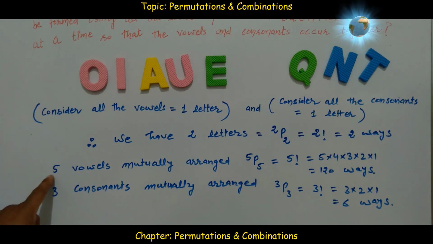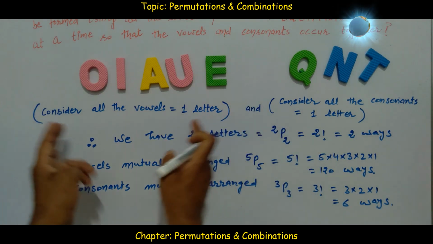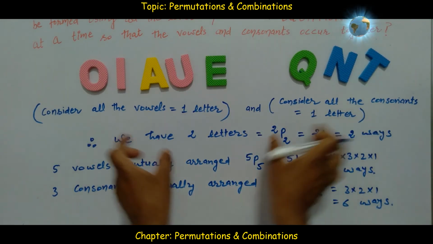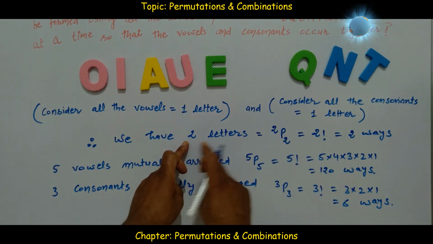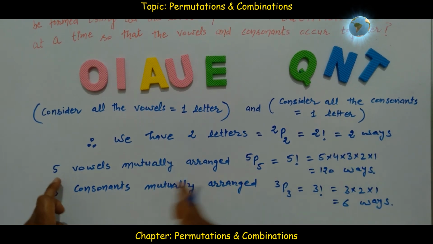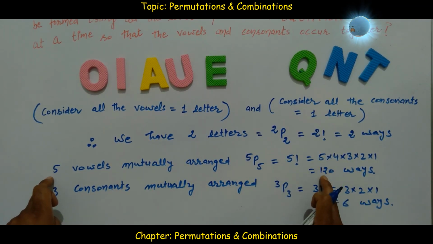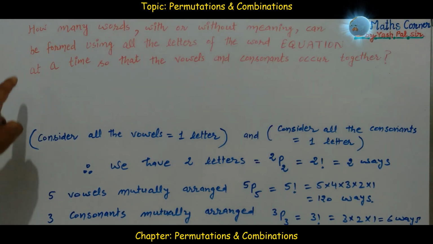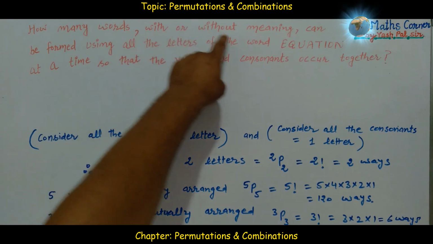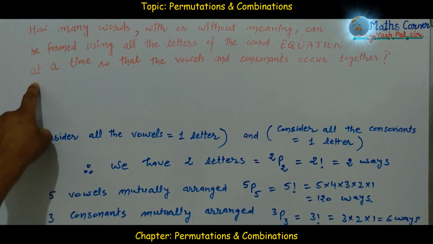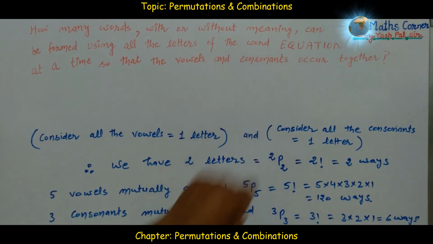First thing what we did, we selected all vowels together, we selected all consonants together, then assuming them one letter each, total two letters, they are arranged in 2P2 ways, two ways. 5 vowels arrangement 120 ways, 3 consonants arrangement 6 ways. Now coming towards the statement: how many words, with or without meaning, can be formed using all the letters of the word equation at a time so that all vowels and consonants occur together?